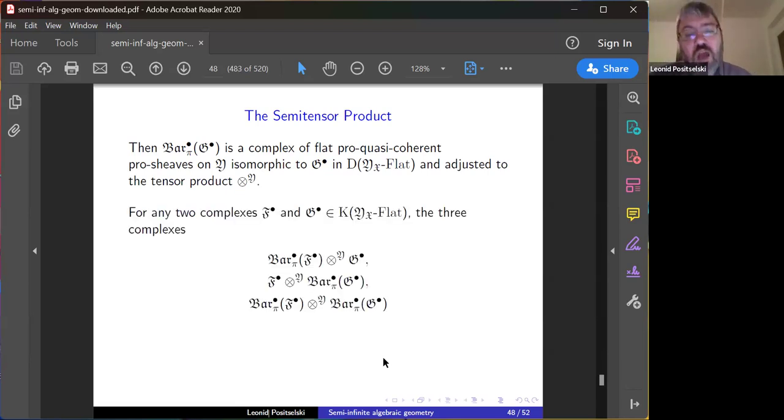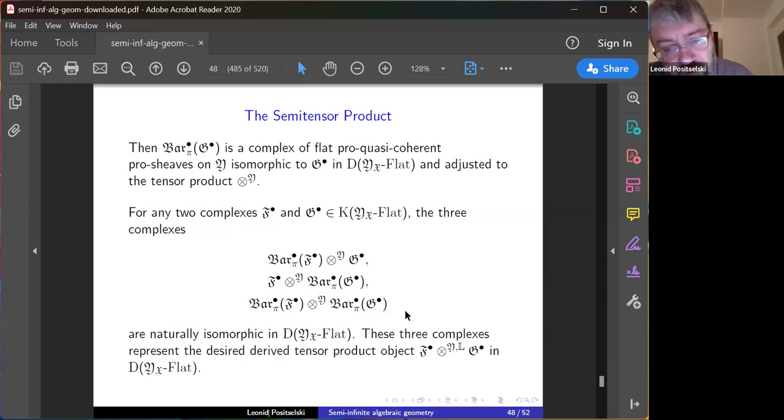For any two complexes F and G in K over X-flat, the three complexes, one can take the bar resolution of F and tensor it with G, one can take the bar resolution of G and tensor it with F, and one can take the bar resolution of both and take the tensor product. They are naturally isomorphic in the derived category of X-flat pro-quasi-coherent pro-sheaves on Y. These three complexes represent the desired derived tensor product object in the derived category of X-flat pro-quasi-coherent pro-sheaves on Y.